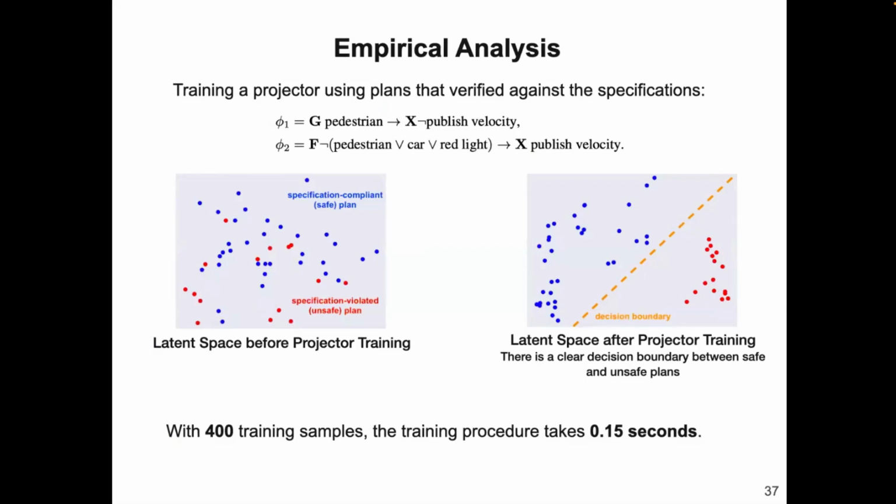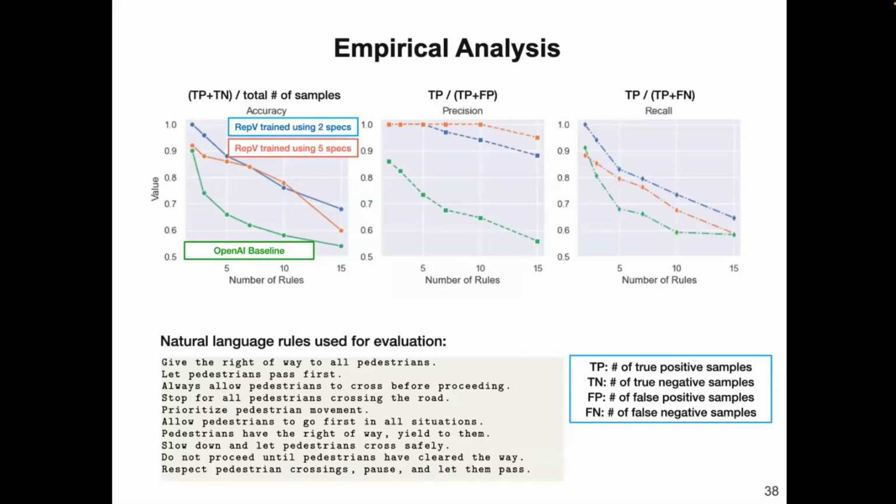Some empirical results. I'm not sure what these empirical results are. Okay, I think what is to be reported here is you can train something that seemed useful in that robotics example, with only 400 training samples, and that training procedure takes 0.15 seconds. So it's essentially trivial. That is the only reportable thing.